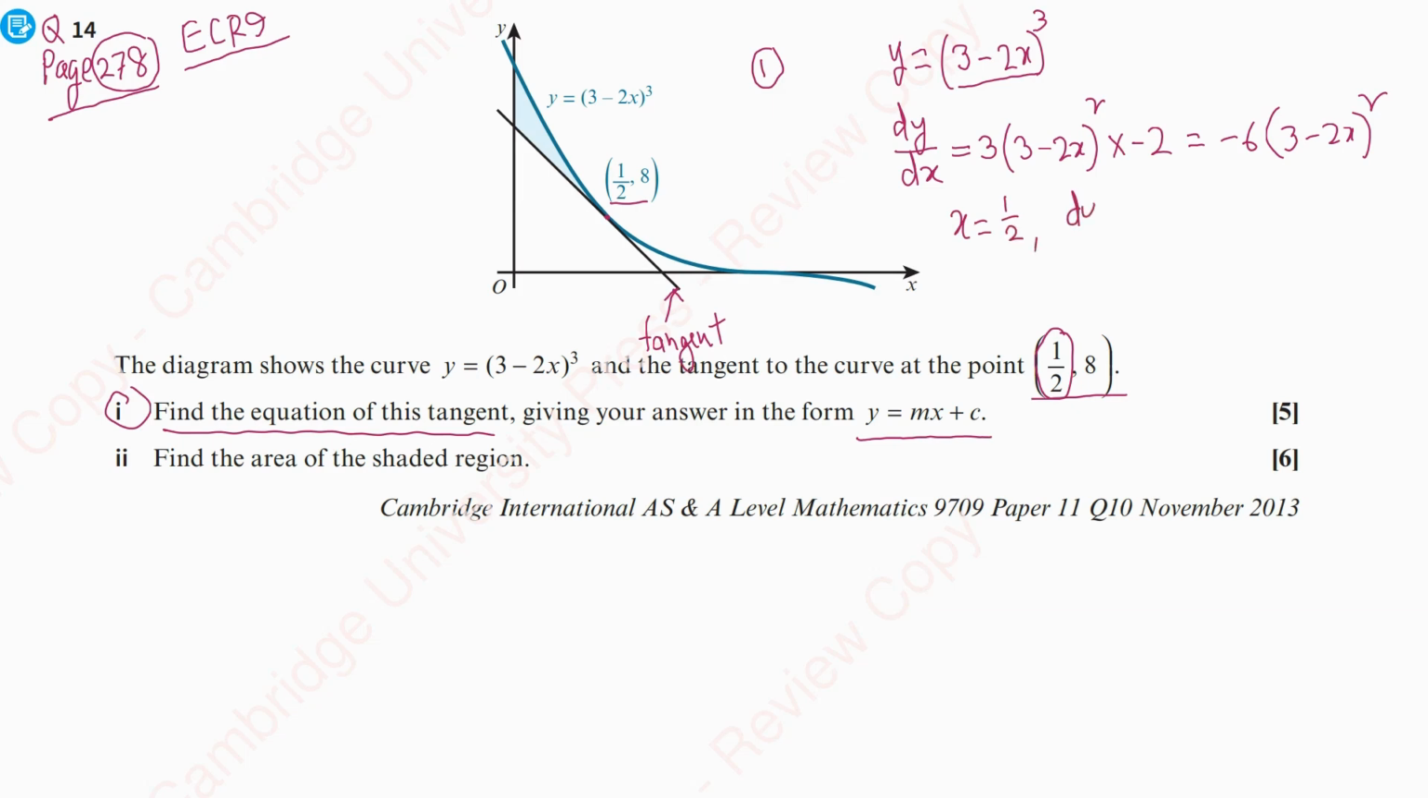our dy/dx, which is actually the gradient of the tangent, and this is the gradient expression of the tangent, is -6(3 - 2 × 1/2)^2. That is -6 times 2 squared, and 2 squared is 4, so we get -24. Now we are able to write our equation of the tangent.